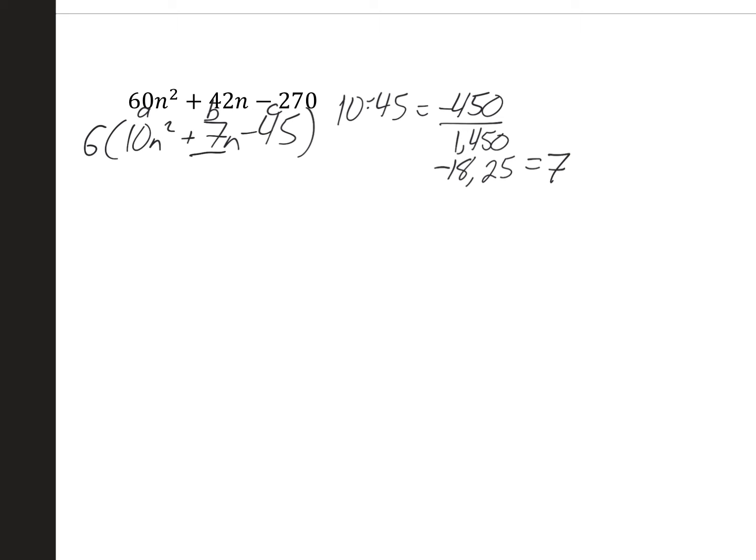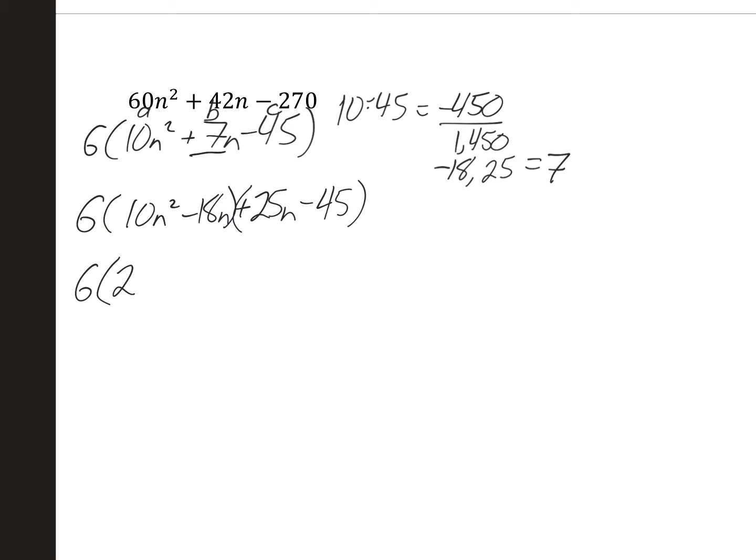So now we can go ahead and try this. We have 6 just hanging out in front. We still have that 10n squared. Instead of 7, I'm going to put minus 18n plus 25n minus 45. Now again, just like before, we're going to split them in half. So we have 6 parentheses. Well, 10 and 18 both share a 2n, so that's going to leave me with 5n minus 9. For the second one, well, how do I make 25 look like 5? I'm going to pull out a 5. So now we have 5n minus 9.